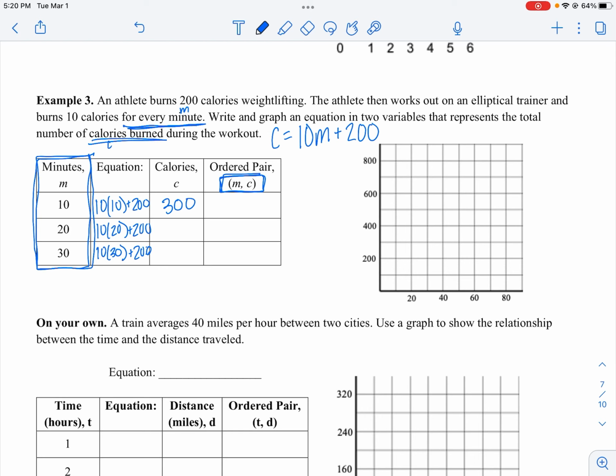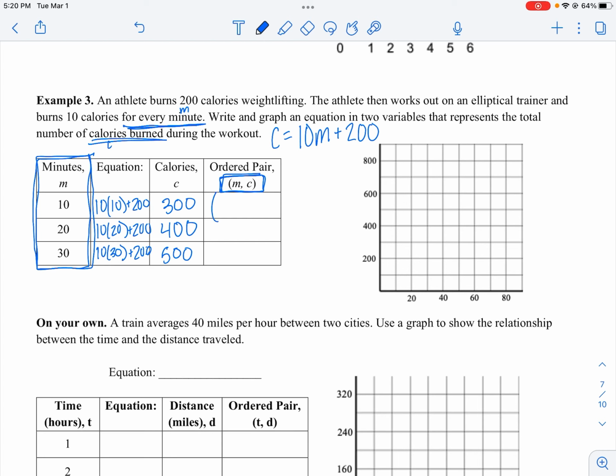Okay, go ahead and solve these next ones. Pause it and solve them to see if you get it right. Okay. So 10 times 20 is 200. So 200 plus 200 is 400. And then on this next one, we have 10 times 30, which is 300, plus 200 is 500. Okay. Next, we have to come up with our ordered pairs.